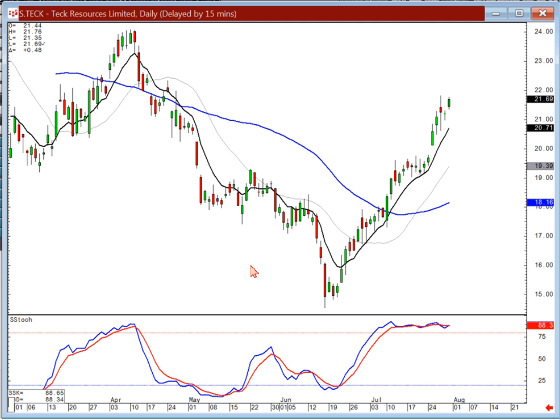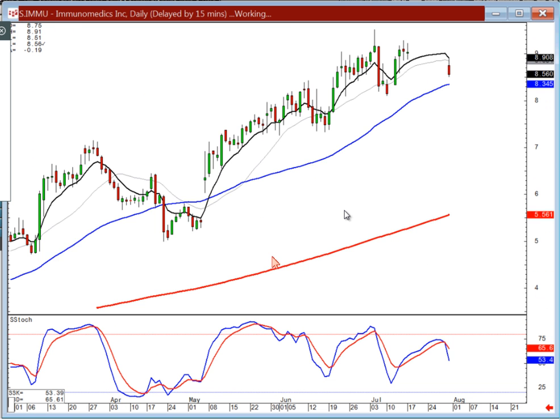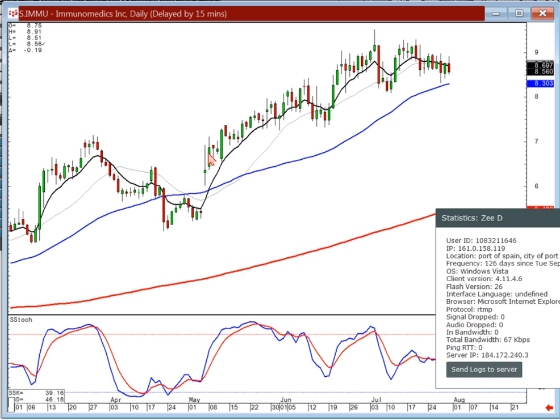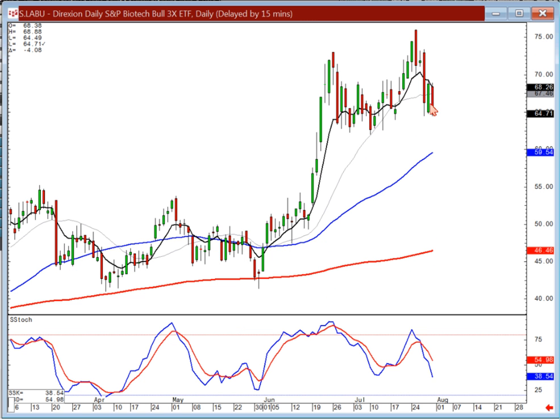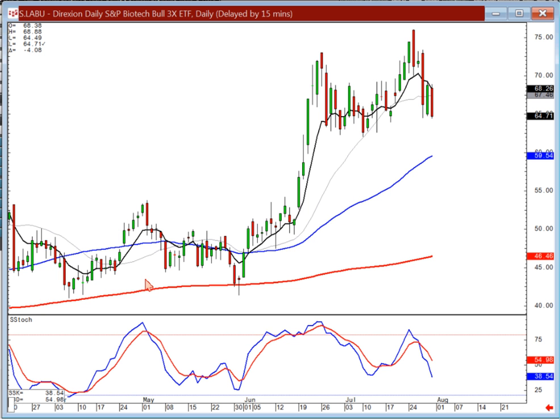All right. Okay, last one, IMMU. Nothing here. Wouldn't be long or short. It's probably drifting sideways waiting for the 50 to catch up. But right now, you don't know whether they're going to take it down, sideways, or up. I'd be someplace else. Yeah, the biotechs are acting weak. You can see in Labu that there's really no strength.